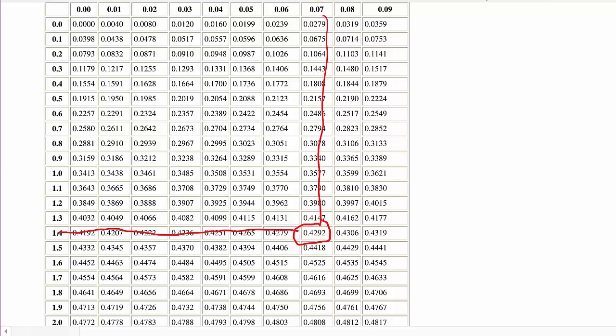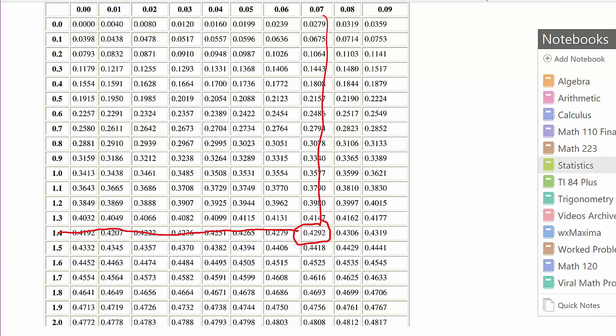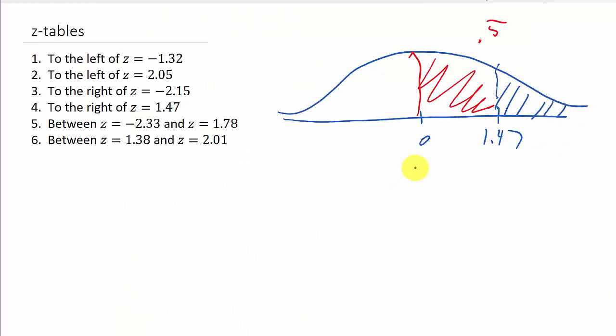So that's 0.4292. All right, that's this area, 0.4292. So if we do 0.5 minus 0.4292, that leaves us with 0.0708, and that's the area right here to the right.